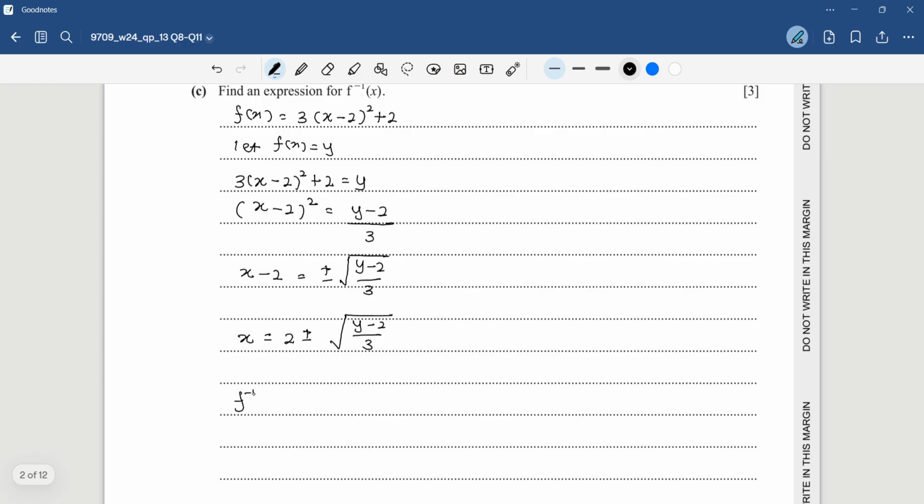So my inverse function of x is going to be 2, and for the plus or minus, I just put plus or minus first, the square root of x minus 2 over 3. Whether it's going to be plus or minus, it can only be one, it cannot be both.